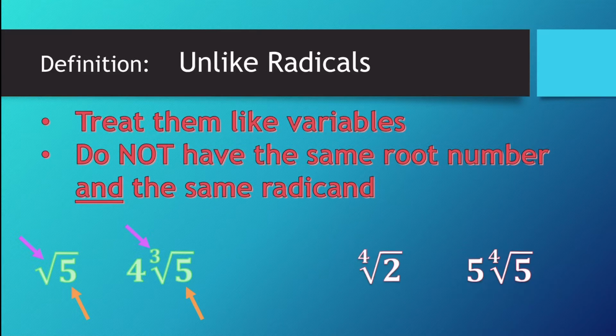So let's come over and look at these white ones. On this one, we have a 4th root. And we also have a 4th root here. So again, people start thinking, oh, they're the same, I can combine them. But remember, you got to look at both things. So here, my radicand is 2, but here, my radicand is 5. It doesn't work, okay?